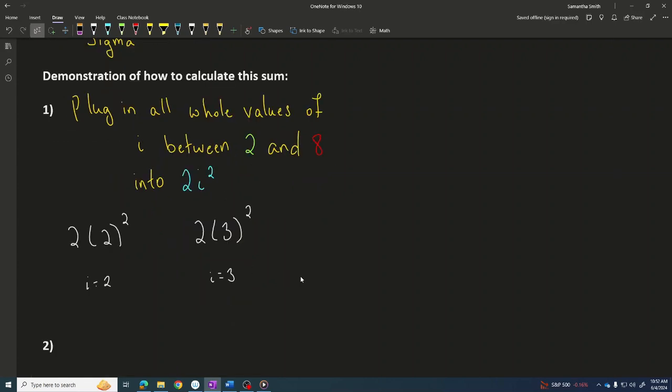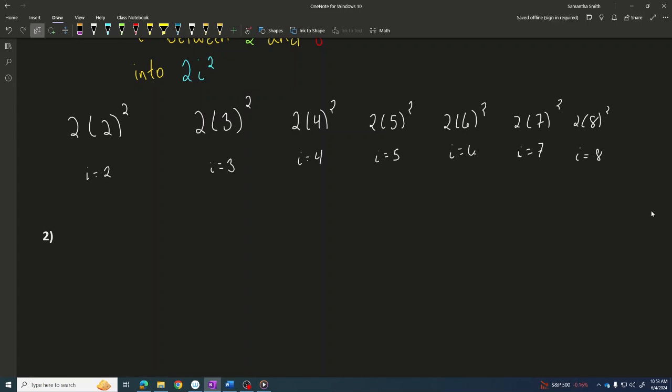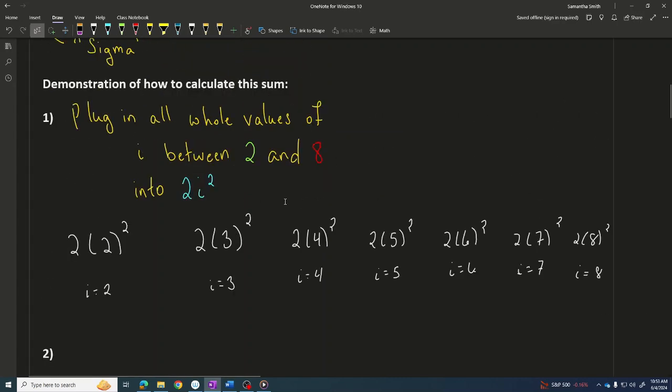I would continue. Next value of i would be 4. So I would plug in 2 times 4 squared. Next value would be 5. I would plug in 2 times 5 squared. And I would carry on to 2 times 6 squared, i equals 6. To 2 times 7 squared, i equals 7. And finally here, 2 times 8 squared, corresponding to i equals 8. And that is where I would stop. I would plug in all the whole values of i between i equals 2 all the way up to i equals 8.